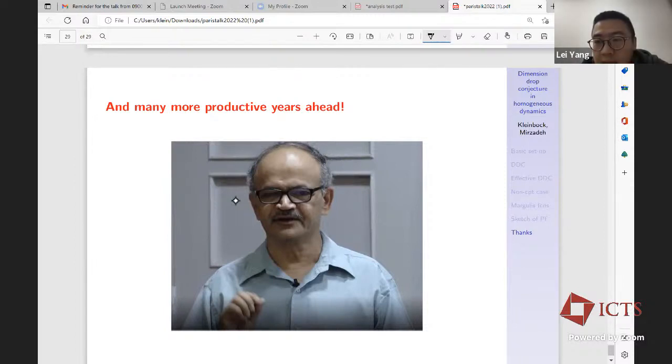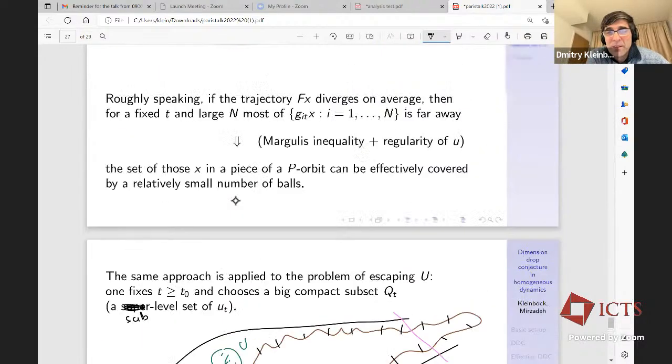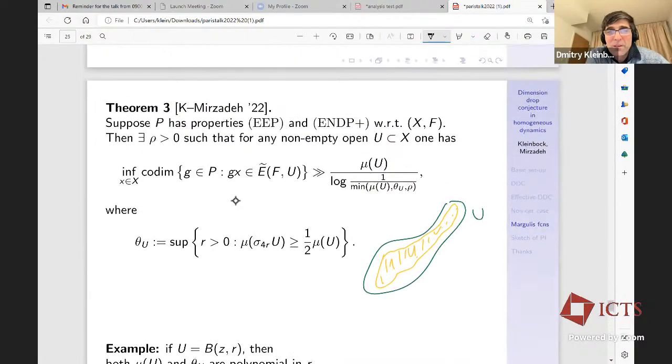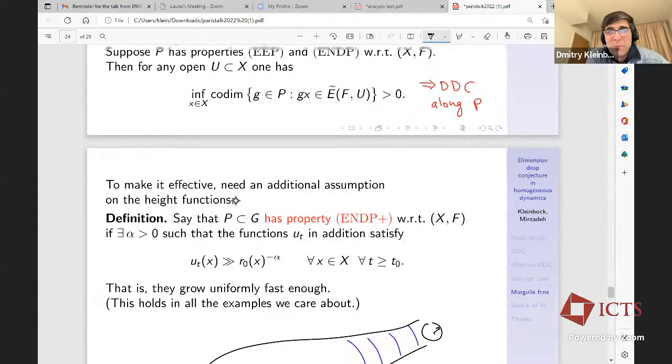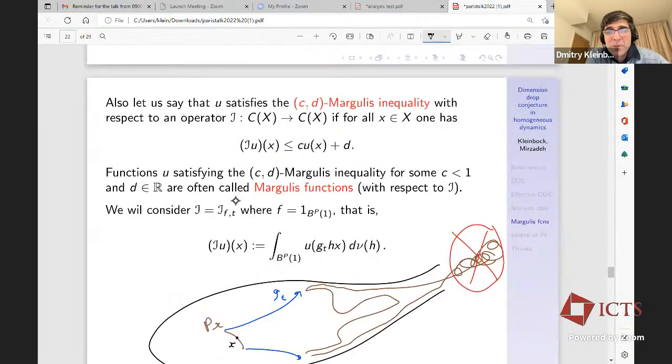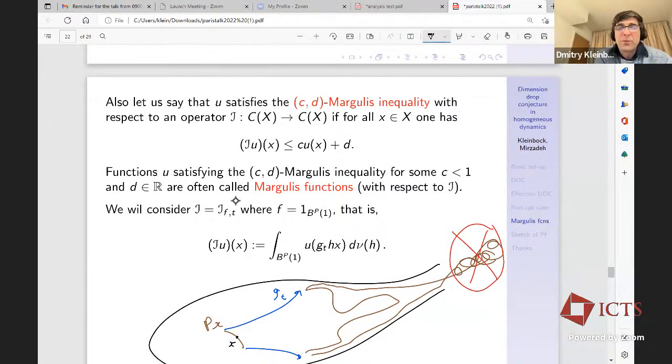Hi, Dmitry. So have you considered the intersection of this bad set with different weights and Hausdorff dimension? Well, that's a very good question. I think we can do it, but it means that we need to construct this height function, which satisfies this Margulis inequality with respect to this flow which has different weights.